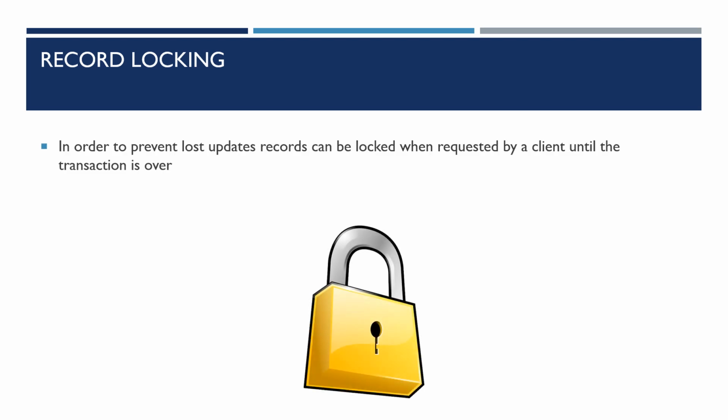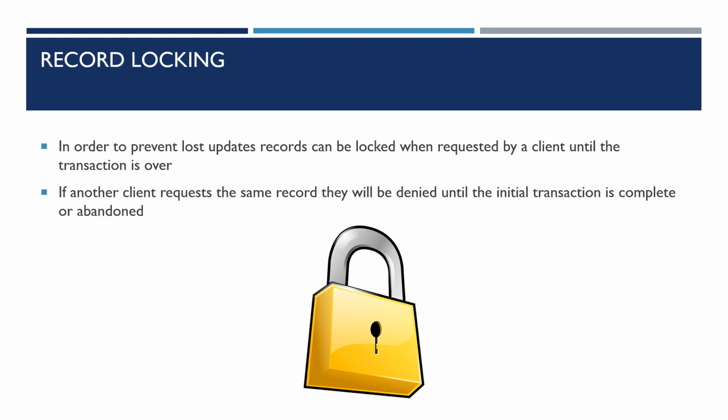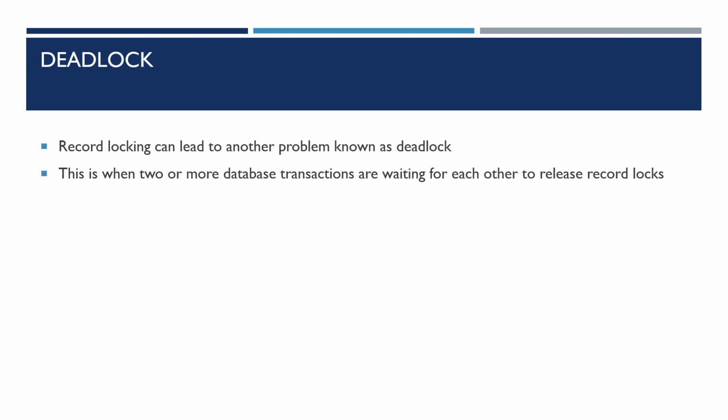In order to prevent lost updates, records can be locked when requested by a client until the transaction is over. If another client requests the same record, they will be denied until the initial transaction is complete or abandoned. Record locking can lead to another problem known as deadlock. This is when two or more database transactions are waiting for each other to release record locks.